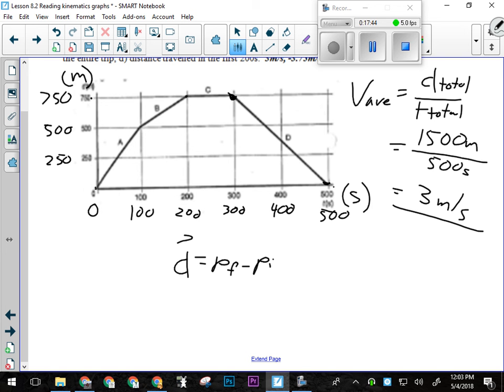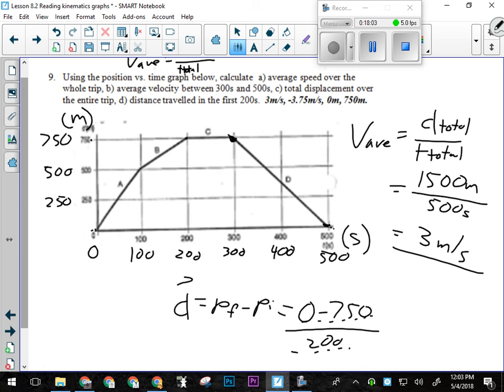The total displacement over the whole trip is 0 because I started at a position of 0 and ended at a position of 0. But for this part, it's 0 minus 750. And then I divide that by the 200 seconds worth of time. There's my total displacement divided by my total time. When I do that, I should get 3.75 meters per second. All right, total displacement we already talked about. The distance traveled in the first 200 seconds: well, I went from 0 to 750. How far did I go? 750 meters.